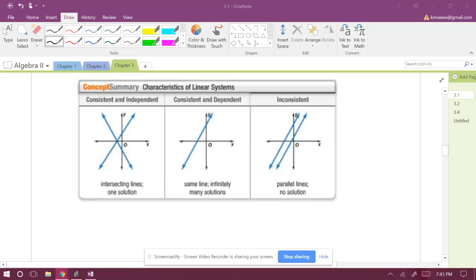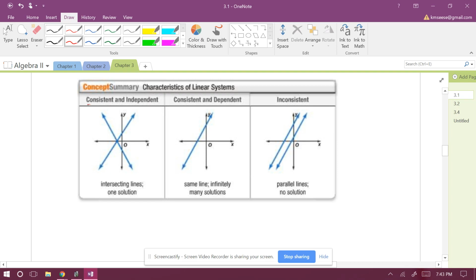All right, so before we move on into other methods for solving systems of equations, I did want to review characteristics of linear systems here. So you could have consistent, meaning remember that they have at least one solution, and independent, meaning they have exactly one solution. So that would be something like intersecting lines at one exact point.